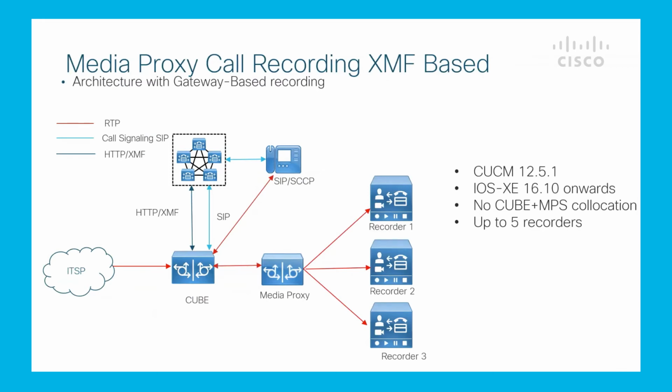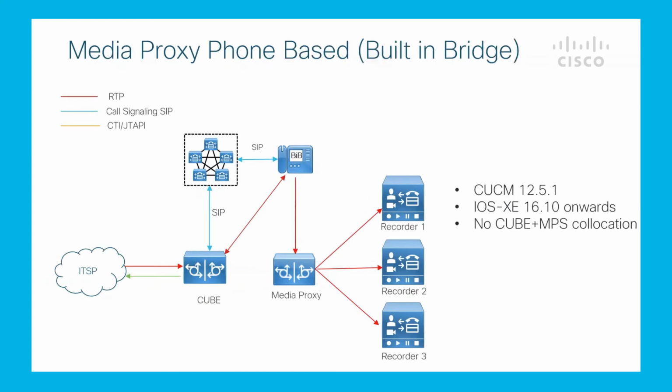CUCM and media proxy cannot be co-located, and the minimum version on the media proxy is IOS XE 16.10. In this diagram, you can see the media forking comes from the phone instead of the CUCM, but essentially it is the same architecture as the previous slide.